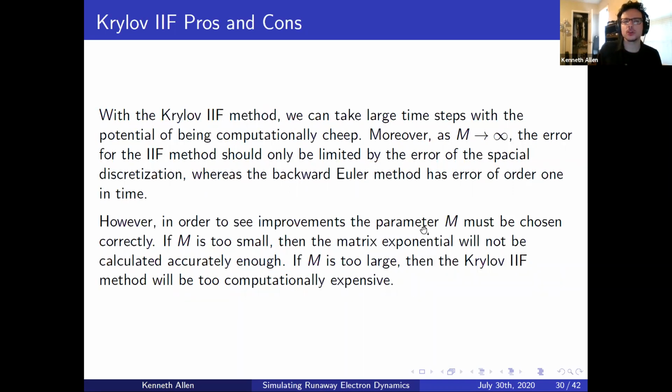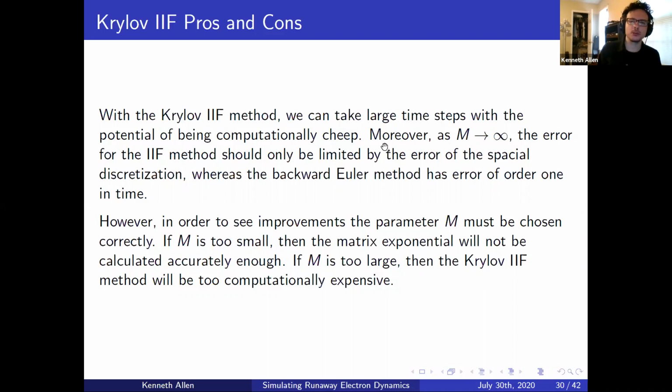So what are the pros and cons of this IIF method? The pros are that we can take large time steps, similar to the backward Euler method, and it also has the potential of being computationally cheap. The pro of the forward Euler method was that it was computationally cheap, and the pro of the backward Euler method was that we could take large time steps. So the hope is that with this Krylov IIF method, we get the best of both worlds: it's both computationally cheap and we can take large time steps.